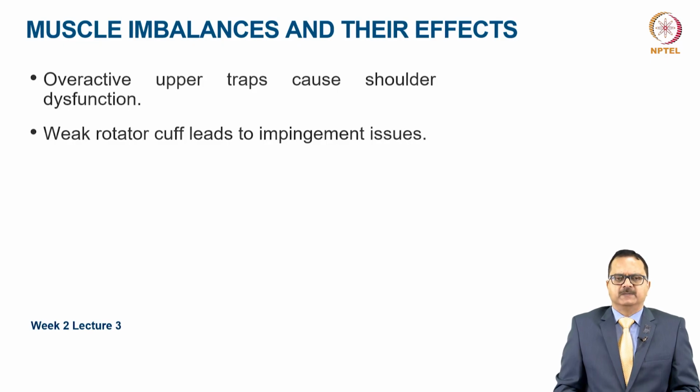If there is a muscle imbalance, there will be effects both up and down the kinetic chain. If the upper trapezius is overactive, it can cause shoulder dysfunction. If the rotator cuff is weak, it can lead to impingement issues.